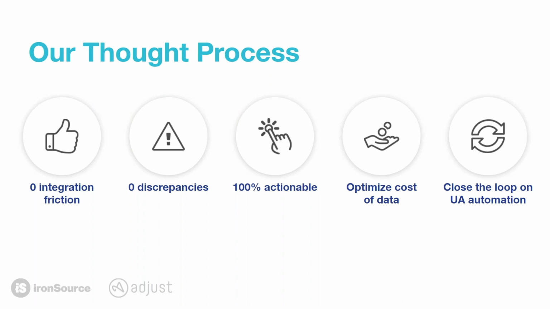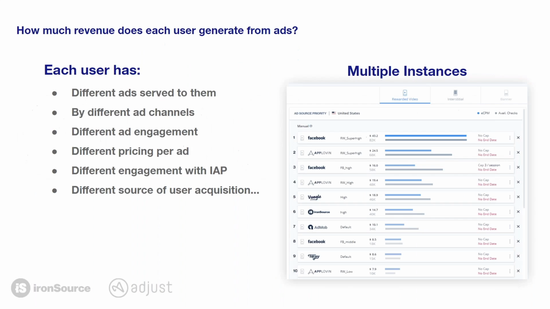And at the end of the day, when you have things actionable and connected to the attribution sources, you want to close the loop on user acquisition automation. So if you know how much each user generated, where it came from, how do you automate that loop to make things move faster, grow your business, and moving on.